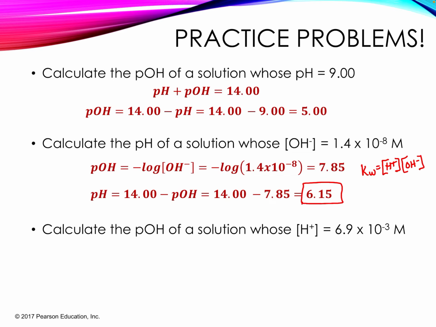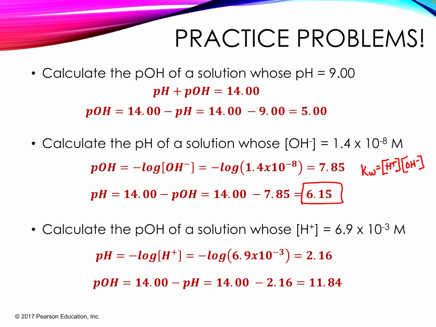Okay, for the last one, it says calculate the pOH of a solution whose hydrogen ion concentration is 6.9 times 10 to the minus 3rd molar. All right, so similarly, I decided to take the negative log first so that I could find the pH, and then I just do 14 minus our pH to get our pOH. Just like in the last problem, you could have used that Kw, and you could have said, okay, Kw is equal to H plus times OH minus, and solved for OH minus and then taken the negative log of that. Again, you're still going to come out with 11.84 either way.